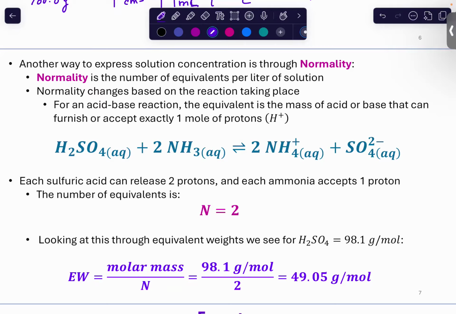Now, for the equivalent weight that you're looking for, your sulfuric acid is 98.1 grams per mole. You're going to take that molar mass and divide it by the number of equivalents, and your equivalent weight is 49.05 grams per mole. That is the mass of the sulfuric acid that will give off exactly 1 mole of protons. So it's a small section of the chapter. I want you to have an idea of how it works. You may see it at some point in the future, but just know that this is another way we can describe a solution.